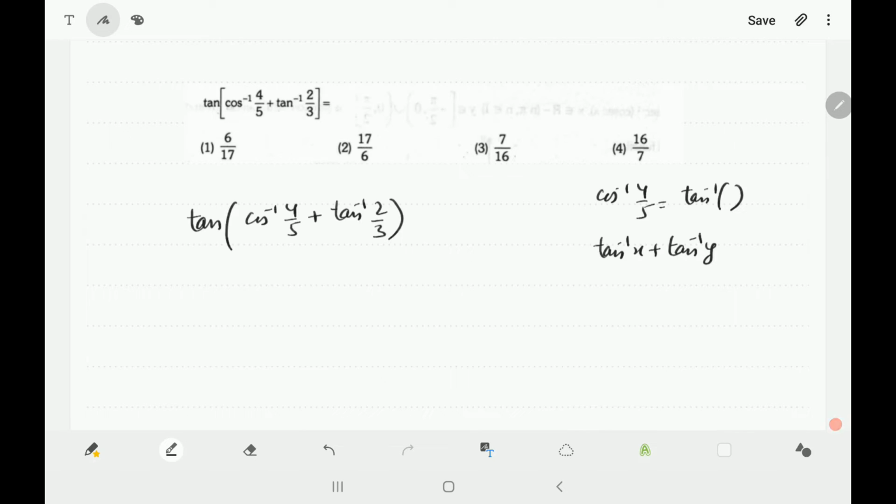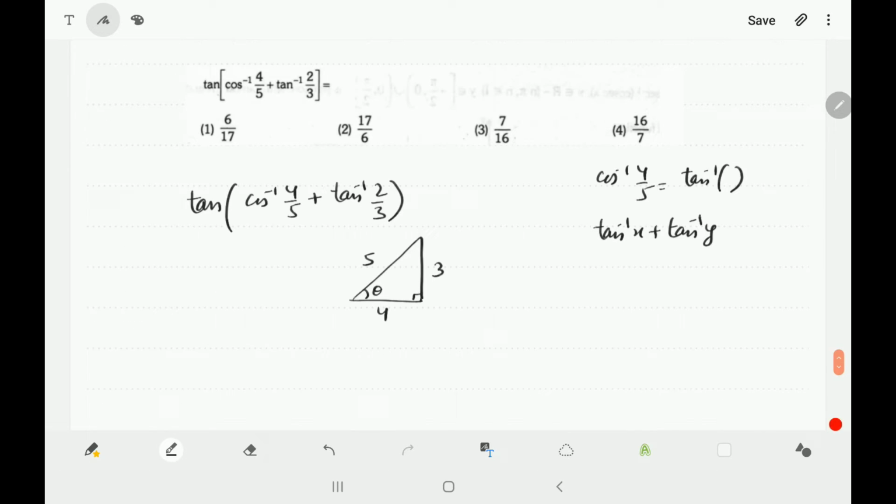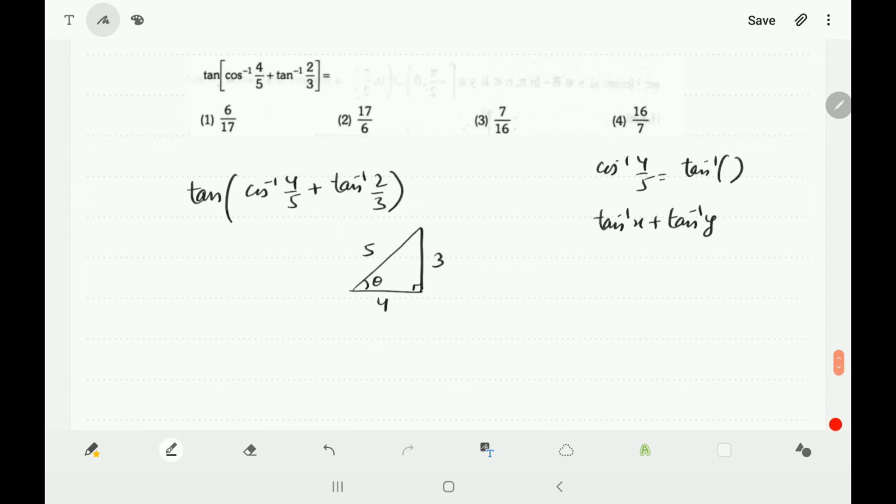You need to have the condition that tan inverse x plus tan inverse y is equal to tan inverse of (x plus y) upon (1 minus xy), or pi is added like that. So first let's convert cos inverse 4 by 5. Let's consider it as theta. Cos theta is 4 by 5, so the perpendicular side will be 3 using Pythagoras theorem.